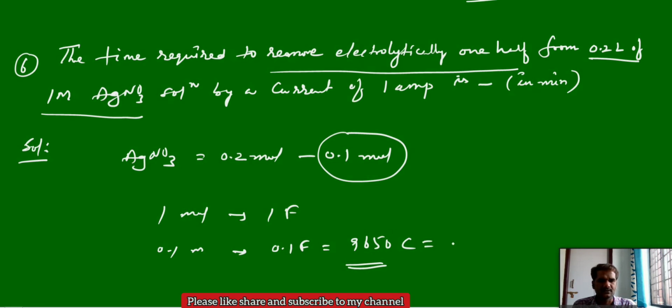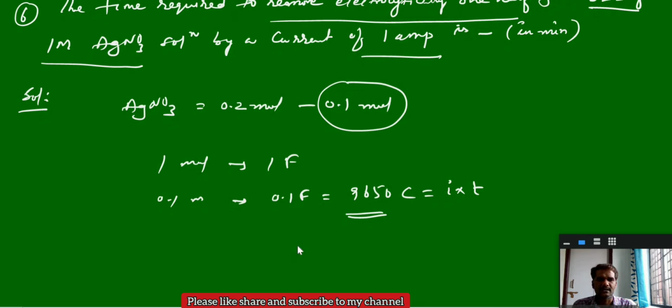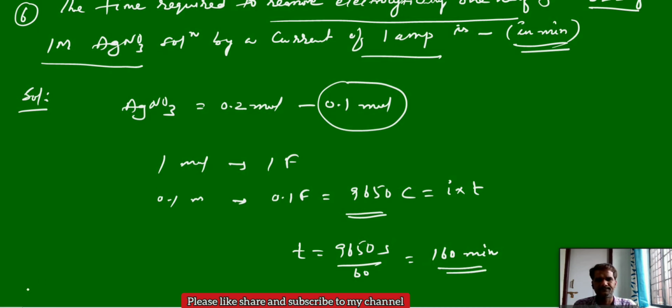What is the 9650 coulombs? It is nothing but current into time, amperes into seconds. That is a coulomb. The value they give is 1 ampere, I equal to 1. Then t is directly 9650 seconds. If they ask in minutes, just divide by 60. You will get 160 minutes approximately. That's it. No question.